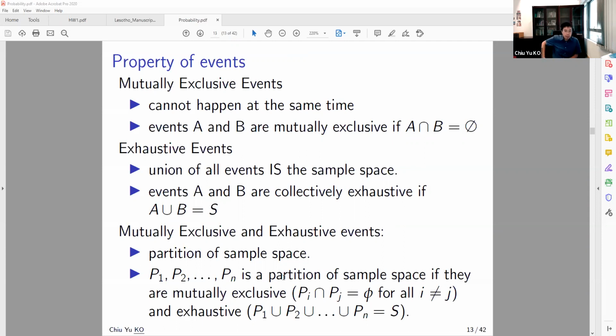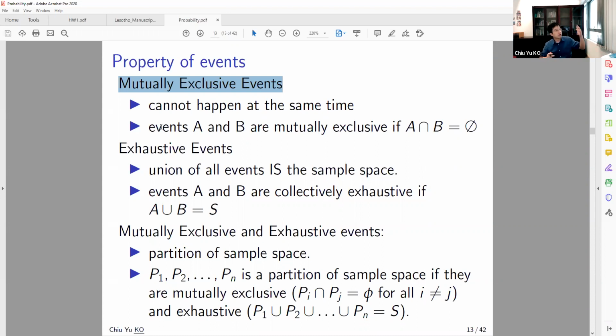Now let me talk about some properties of events that are frequently mentioned and also very useful. First is called mutually exclusive events. These are events that cannot happen at the same time. For example, Hong Kong Island and Kowloon Peninsula are mutually exclusive. I cannot be in both places at the same time. Of course, quantum mechanics would say otherwise, but in the macro sense, I can only be in one place at one time. So if one thing happens, the other cannot happen.